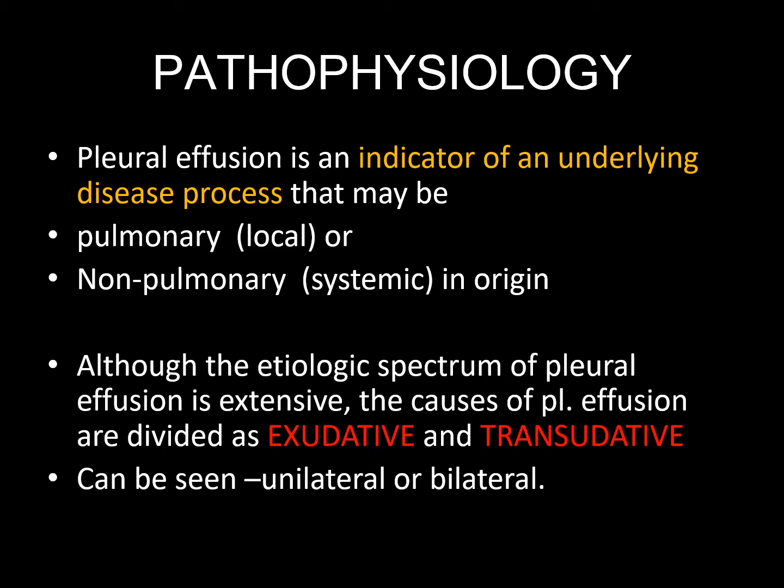Pleural effusion itself is very rarely a disease. Otherwise, it is an indicator of some underlying disease process. That process can be local, or we can call it pulmonary, or it can be systemic, which we can call non-pulmonary. Although the etiologic spectrum of pleural effusion is very extensive, the causes of pleural effusion are divided as exudative and transudative. Pleural effusion can occur on a single side, or it can occur on both sides at the same time.